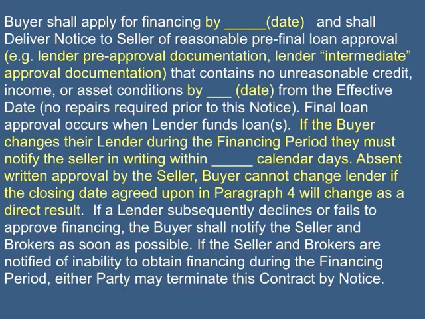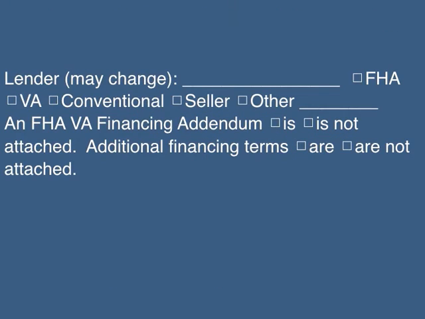If a lender declines or fails to approve financing, the buyer shall notify the seller and brokers as soon as possible. If the seller and brokers are notified of inability to obtain financing during the financing period, either party may terminate this contract by notice. Now we're going to move into who the lender is and what type of loan.